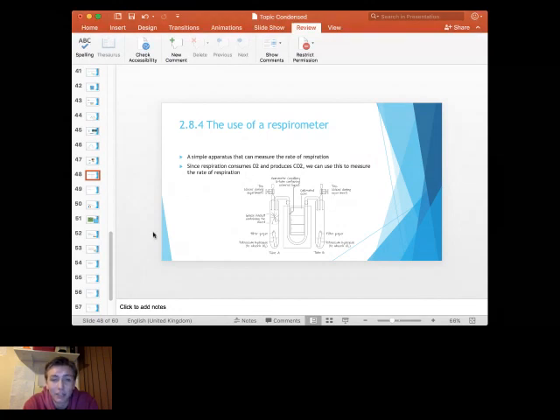Right, awesome. So that's how a respirometer works. And you just have to understand that that's a way to measure how fast respiration occurs.